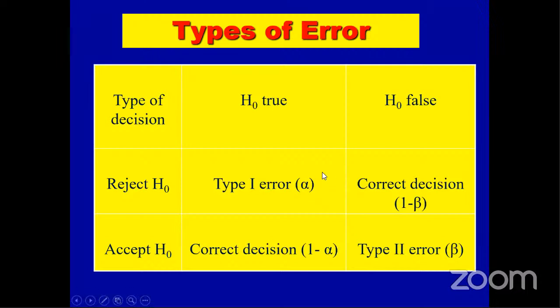Okay, type 1 is always dangerous. Why? Alpha is always dangerous, because we have a disease. But they are telling you that you don't have it. Okay, what happens? It is very dangerous. If you don't have it, but they are confirming that you have, in the later stage you can come to know that, and then you will be out of danger.